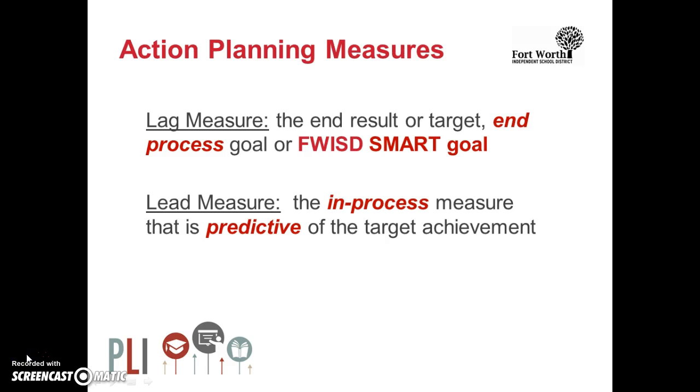Two measures used in action planning are lag and lead measures. The first one, lag measure, is your end target or result. It is basically your SMART goal, what you want to achieve at the end of the year. They call it a lag measure because sometimes the actual results lag behind. Because the data lags behind, it is difficult to determine if you are on track to meet your goal, much less determine if your strategies are working.